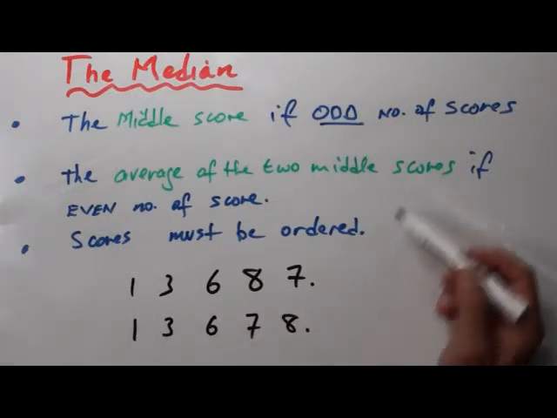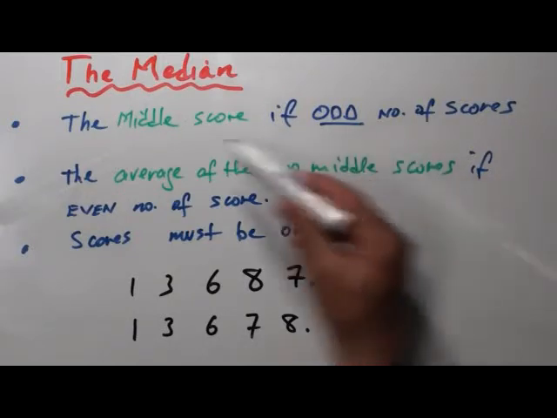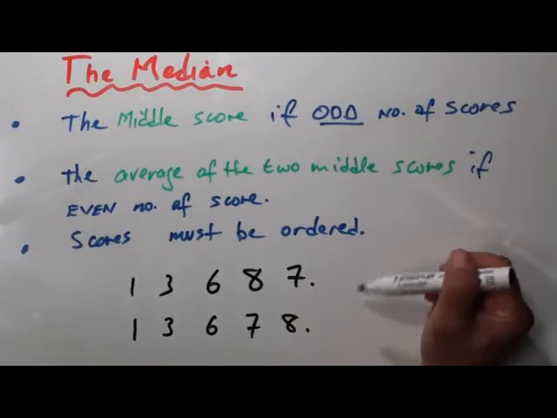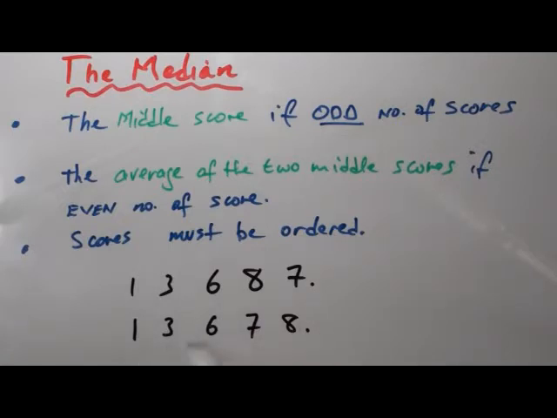Now I can go ahead and check and find the median. Now it says here it is the middle score if odd. So I've got an odd number of scores, 1, 2, 3, 4, 5. So in this case my median will be 6, and that is my median in this case.